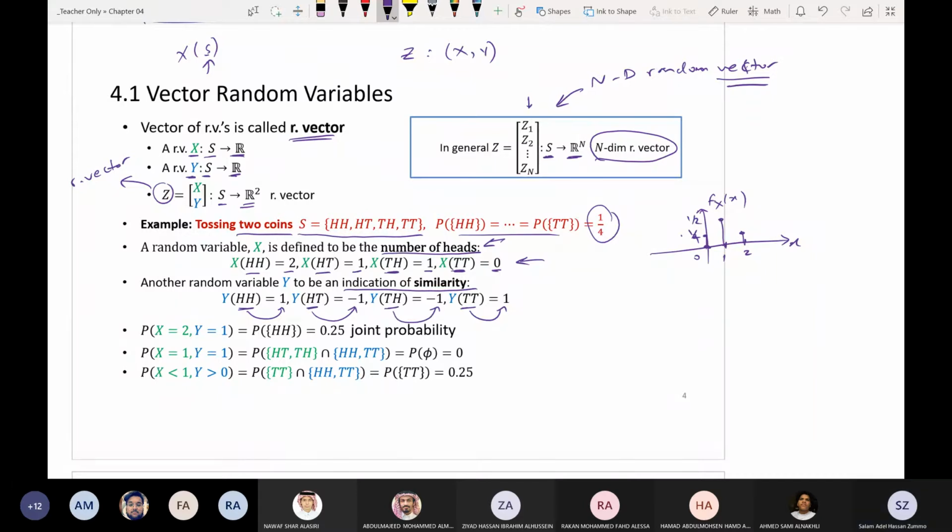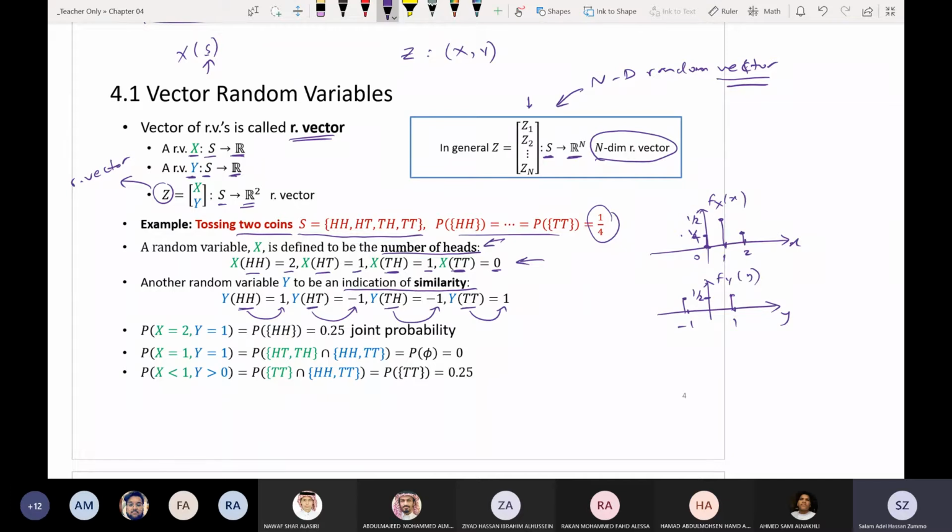Is that clear? So in this case, how does the PDF look like? What are the outcomes of Y? What are the values that Y takes? 1 and -1, exactly, each with a probability of half, because they happen equally likely.